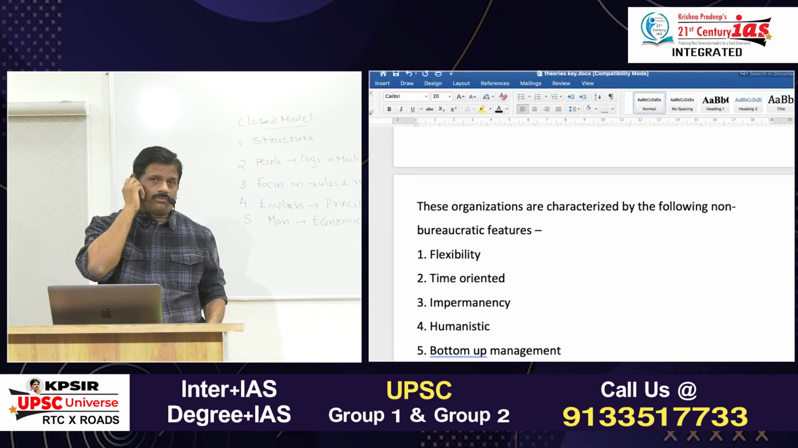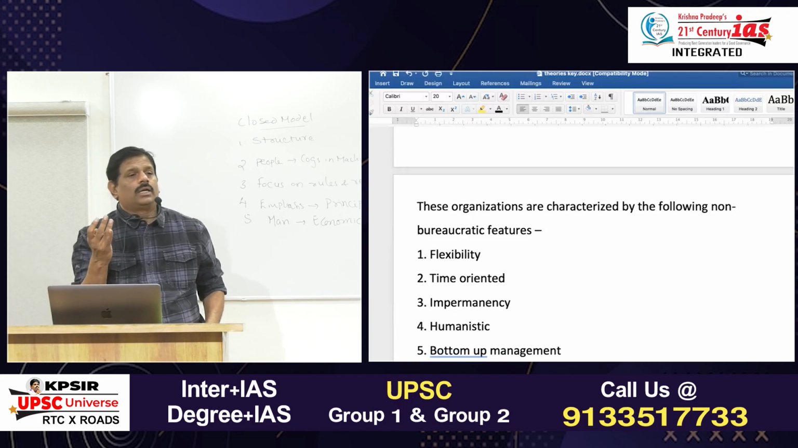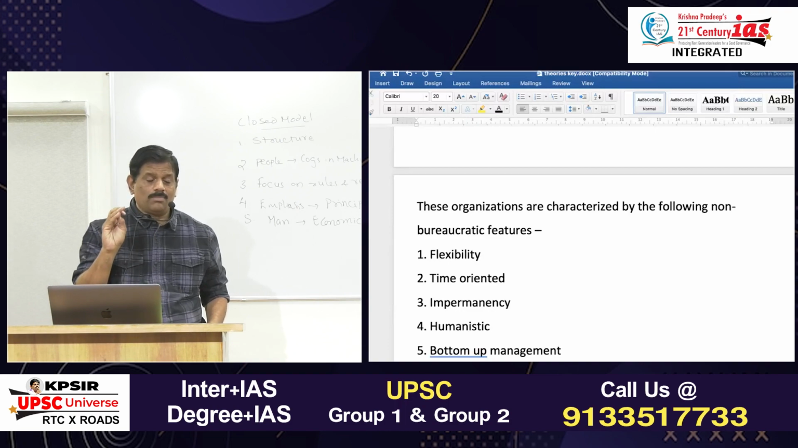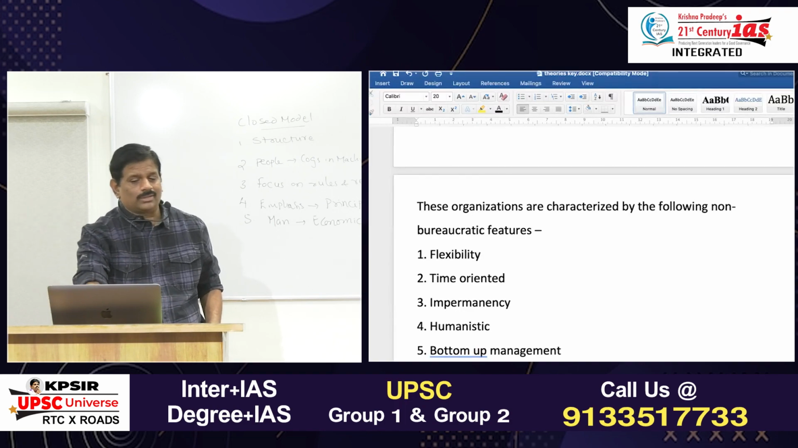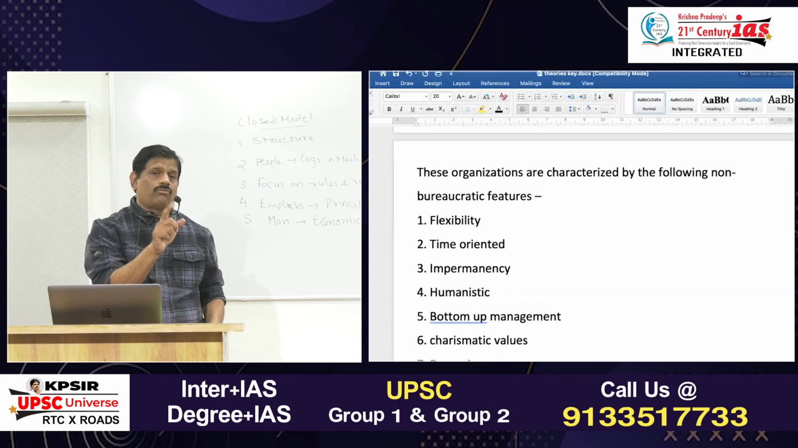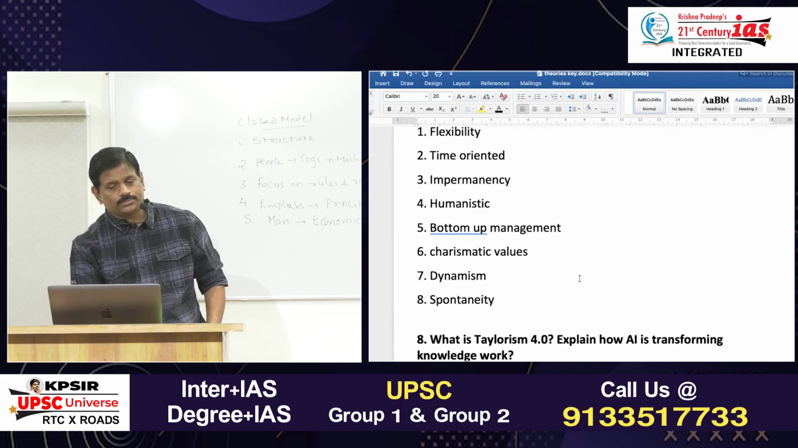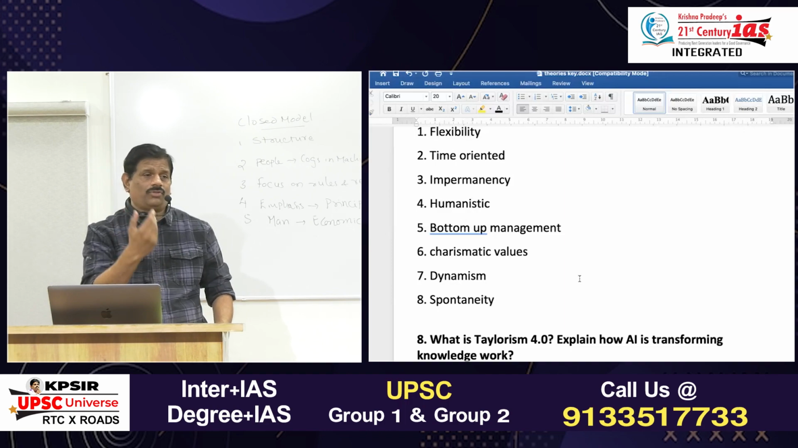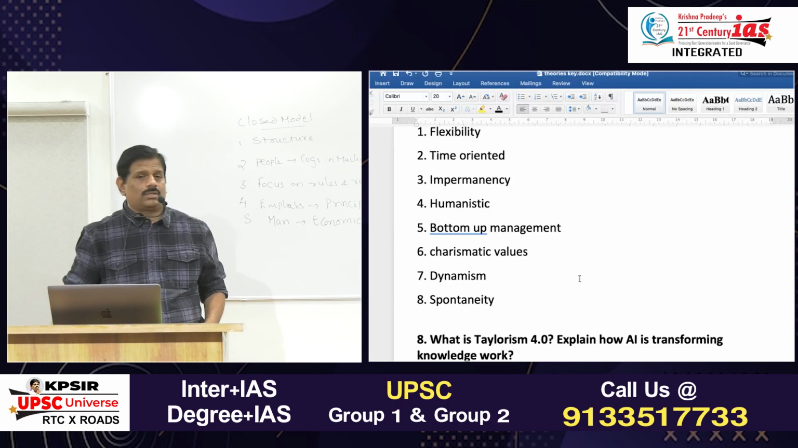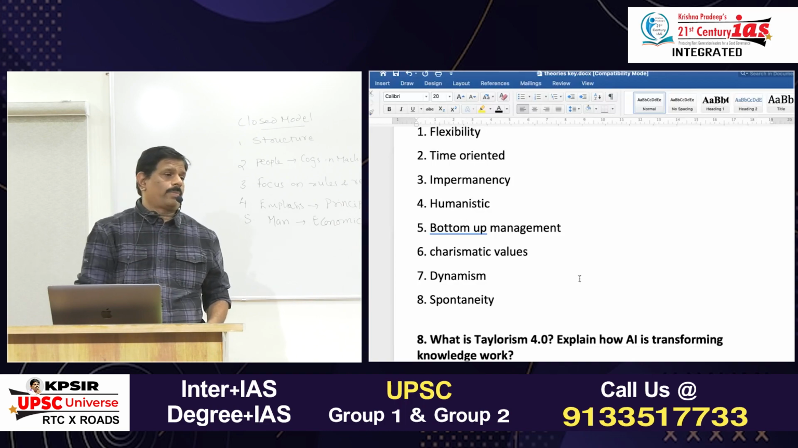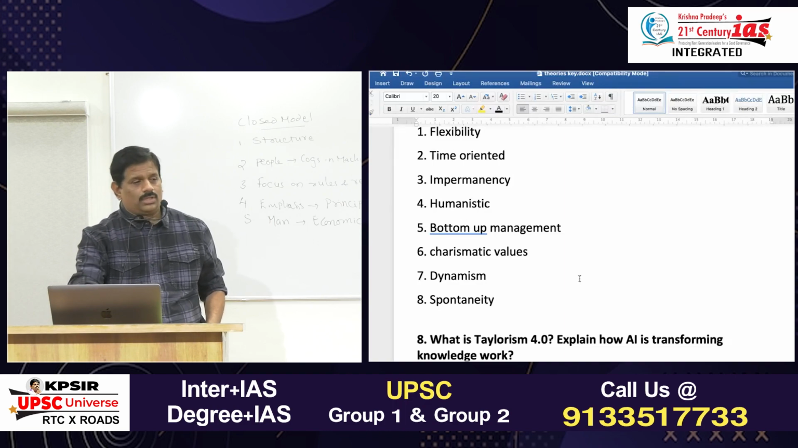So then you have to list out the features of those organizations. These organizations are flexible, time-oriented, and characterized by impermanency. Impermanency means temporary. Once the project is over, the project is terminated. That is the impermanency. Humanitarian. And they follow a bottom-up management style. Not top-down management style, bottom-up management style. And spontaneity is a feature because of the dynamic character of the 21st century. The 21st century is dynamic in nature. So therefore they have to spontaneously change their management styles. So these are the new dimensions.